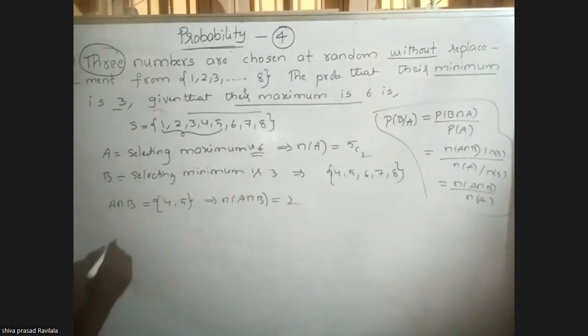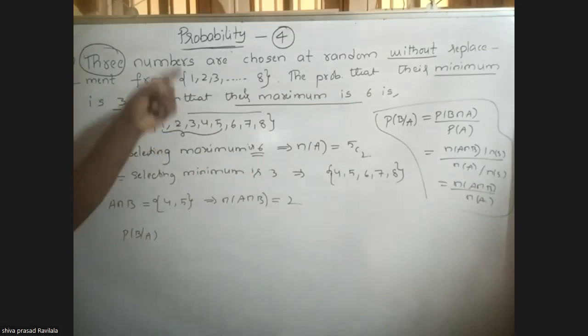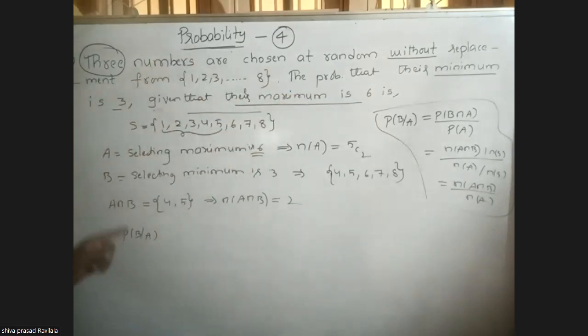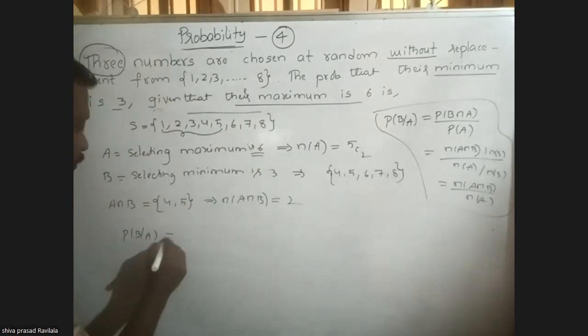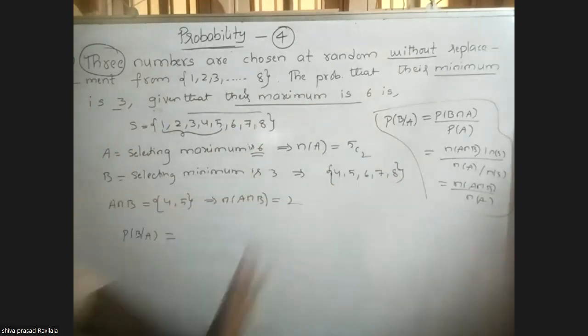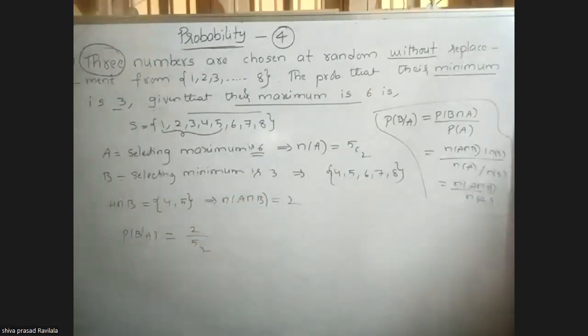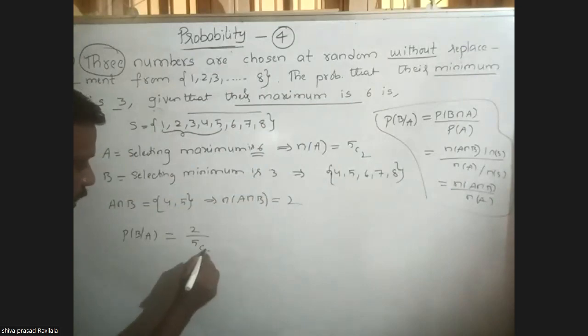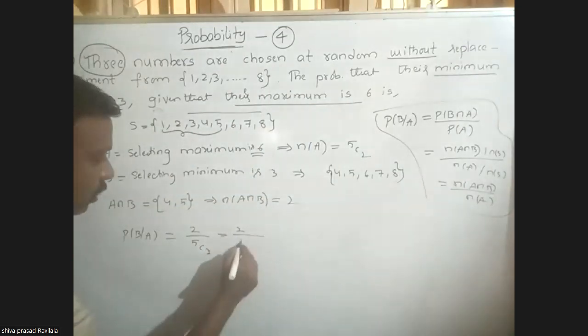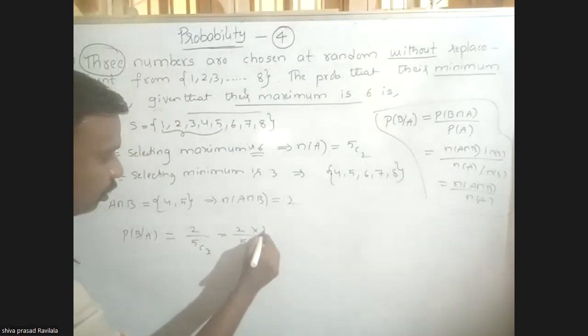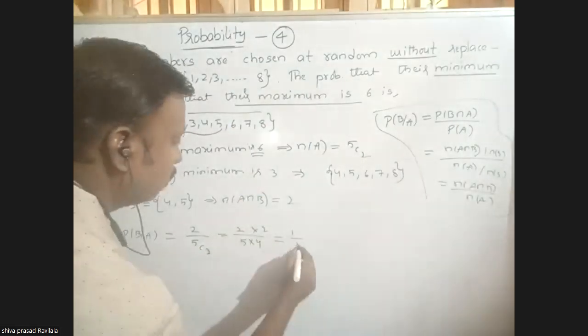Therefore, the required probability, that the minimum number is 3 given that their maximum is 6, is probability of B given A, conditional probability. It is equal to n of A intersection B by n of A, which is 2 by 5C2. 5C2 is 5 into 4 by 2 into 1. Do the calculation, 4 cancels, answer 1 by 5.